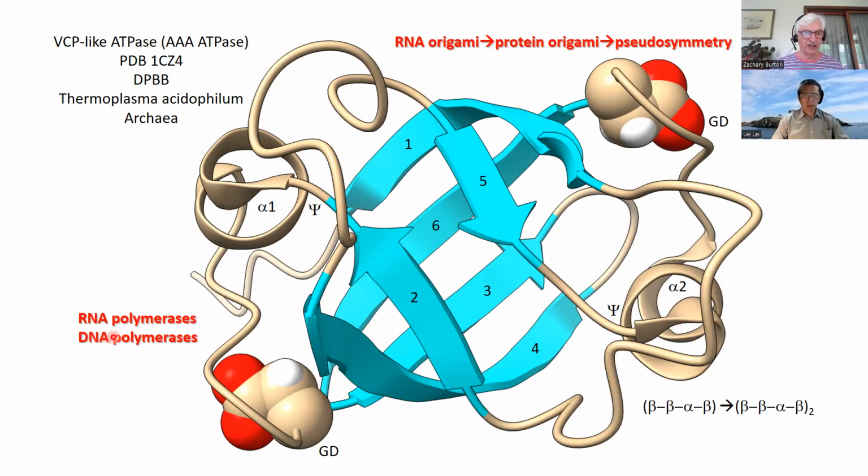And out of this, you can make RNA polymerases and at least one DNA polymerase that's called POL-D, and is found now only in archaea, but was probably the first replicative DNA polymerase. It's also found in AAA ATPases. This is a module in a AAA ATPase.